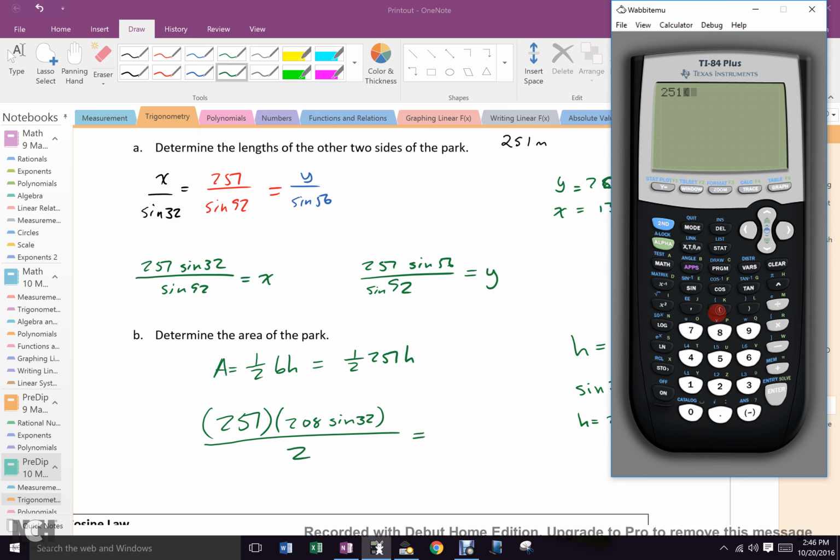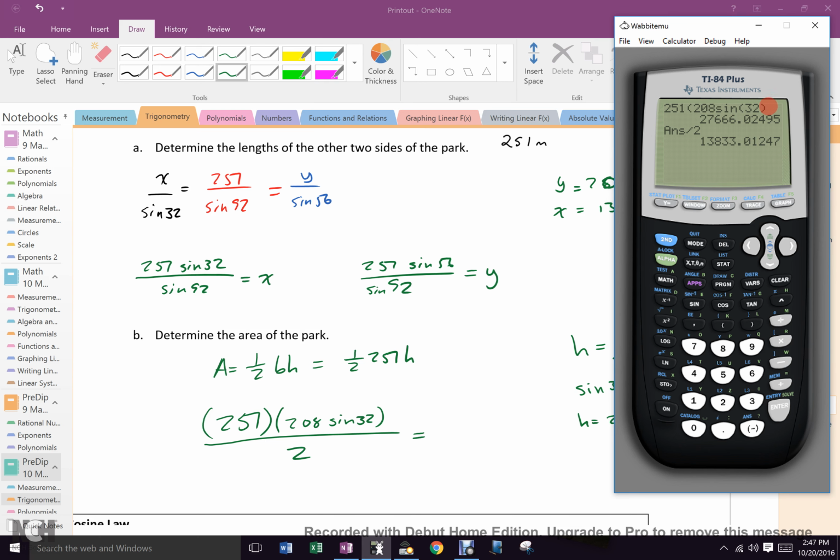Clear, 251 bracket 208 sine 32 close brackets equals that, divided by not 3, 2. So 13,833. I think. Oh no, I screwed that up. That's totally wrong. Way wrong. That can't be that big. I forgot to close this bracket here.